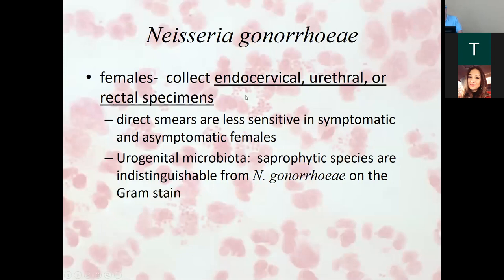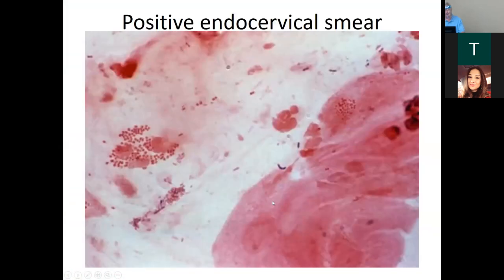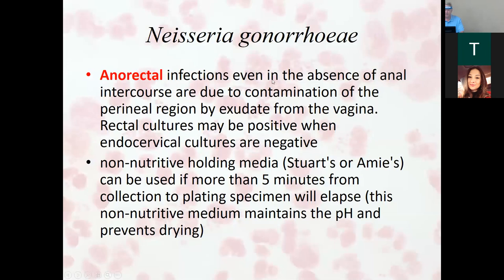With a female, we do an endocervical or urethral or rectal specimen. Direct smears are less sensitive, and then we have the microbiota, saprophytic species indistinguishable from gonorrhea. So with an endocervical smear, the take-home here is that you recognize the diplococci inside the white cells. Anorectal infections, even in the absence of anal intercourse, are due to contamination of the perineal region with exudate from the vagina, so rectal cultures may be positive.